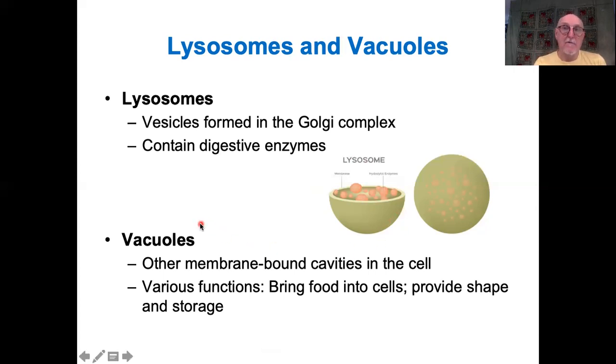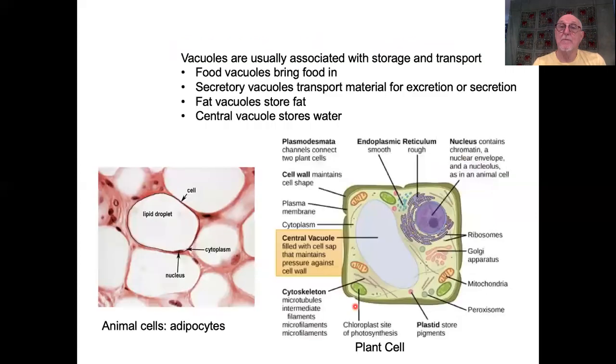Vacuoles, I've told you about the plant central vacuole, which is a very large vacuole containing a solution of salts. But there are other vacuoles inside the cell, especially in animal cells, smaller vacuoles, and for instance, to bring in the food that I've mentioned already. But they may also have some other functions. They may sometimes be used for storage.